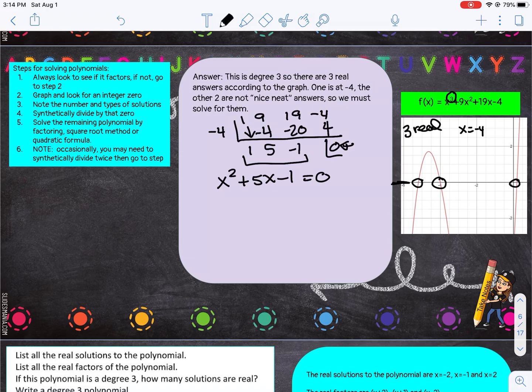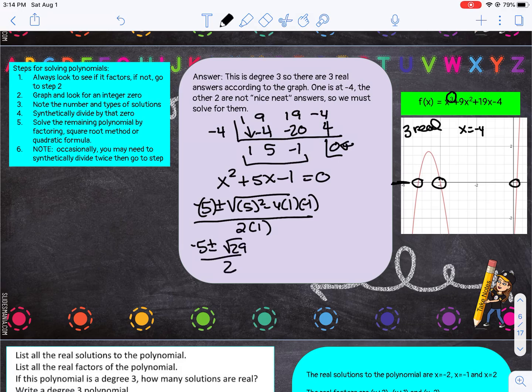Now, I always look for factoring first, but I'm not seeing something that's going to multiply to be that -1 and add to be 5. So I think I'm just going to go straight to quadratic formula. So we set that up, and then we do some simplifying. So it looks like that'll be a 29/2.